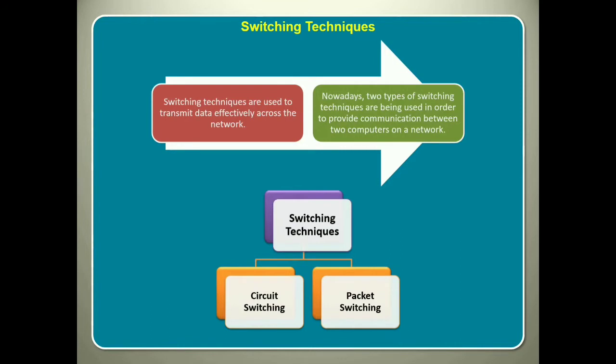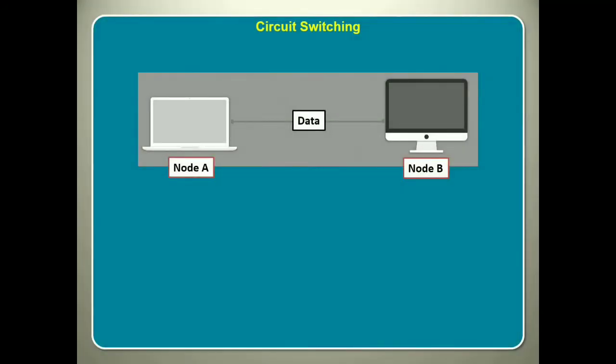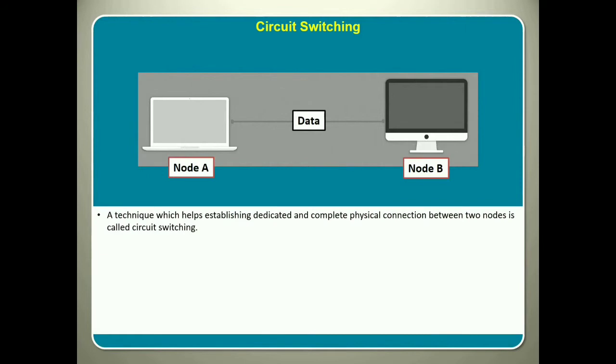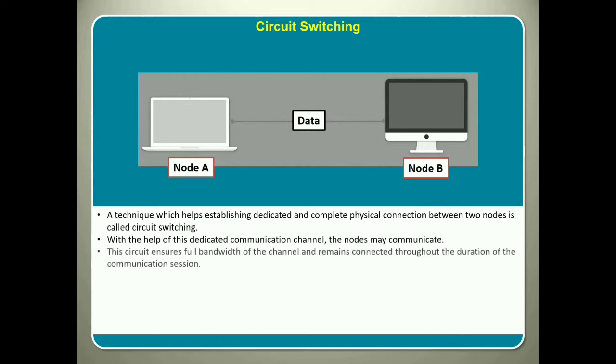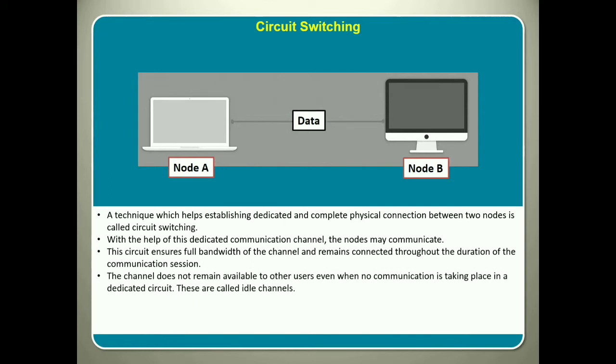Circuit switching. A technique which helps establish a dedicated and complete physical connection between two nodes is called circuit switching. With the help of this dedicated communication channel, the nodes may communicate. This circuit ensures full bandwidth of the channel and remains connected throughout the duration of the communication session. Even when no communication is taking place in a dedicated circuit, that channel does not remain available to other users. These are called idle channels.